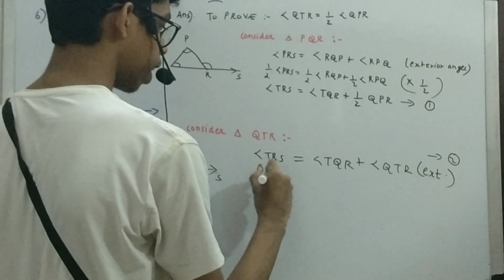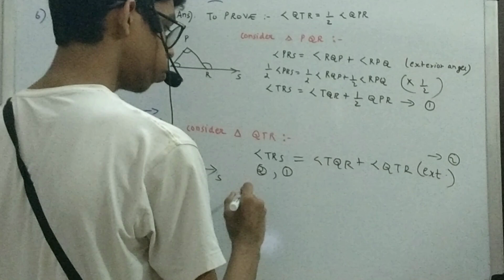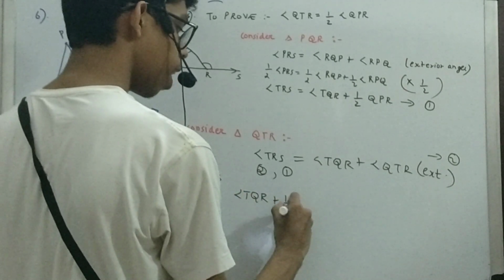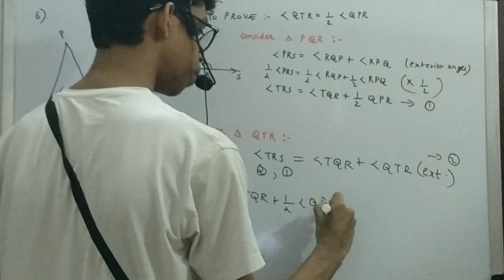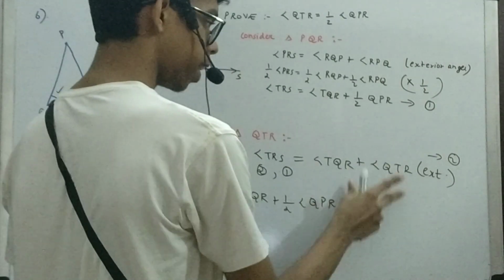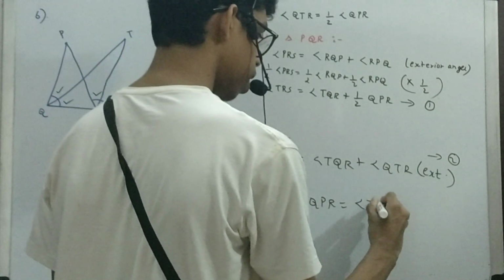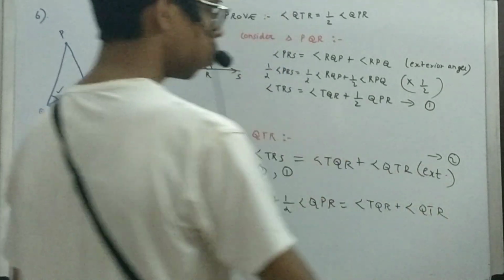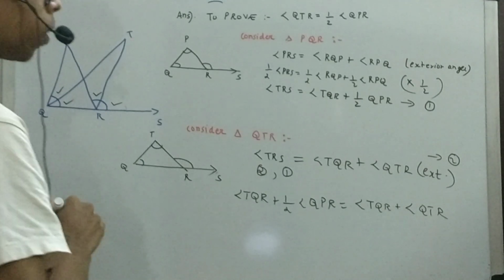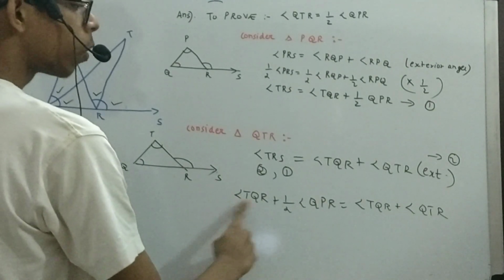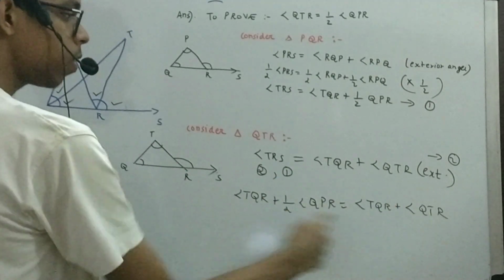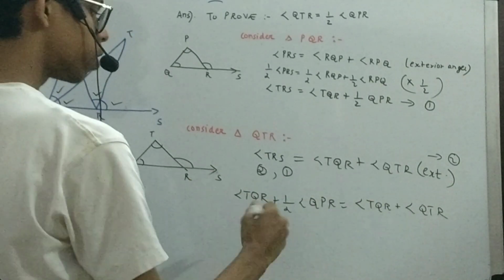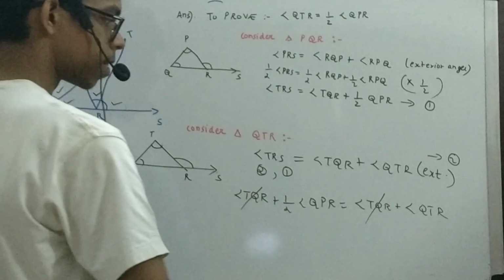So, by combining equation 1 and 2, we can write angle PQR plus half of angle QPR is equal to angle PQR plus angle QPR. Okay, we have written it like this. Now if you see over here, angle TQR and angle TQR are common. So if you bring it to the side, it will come into minus. So TQR minus TQR will cancel off.